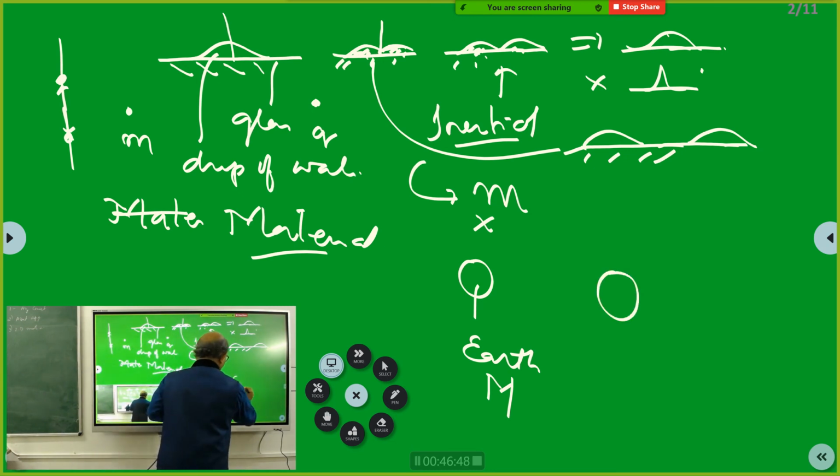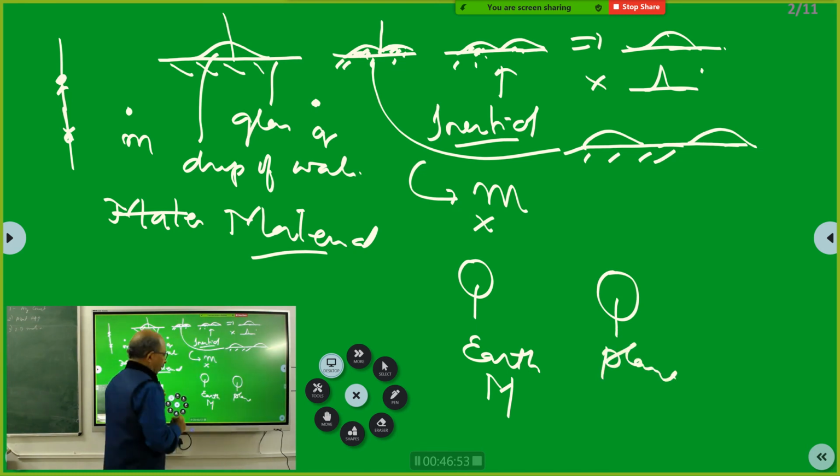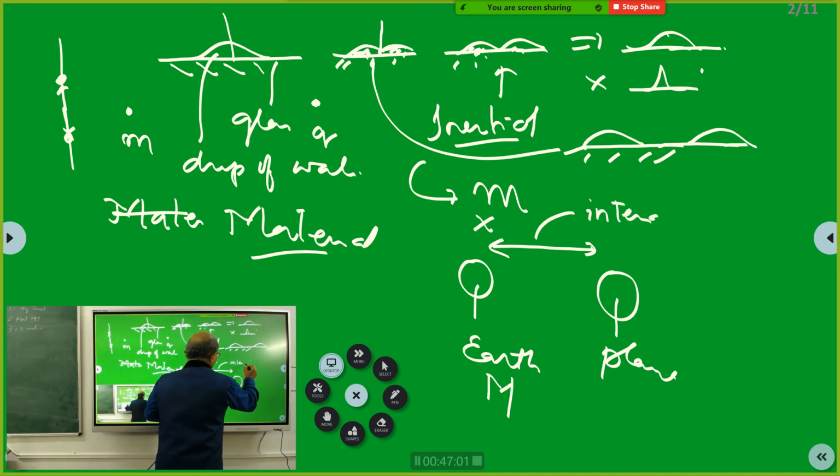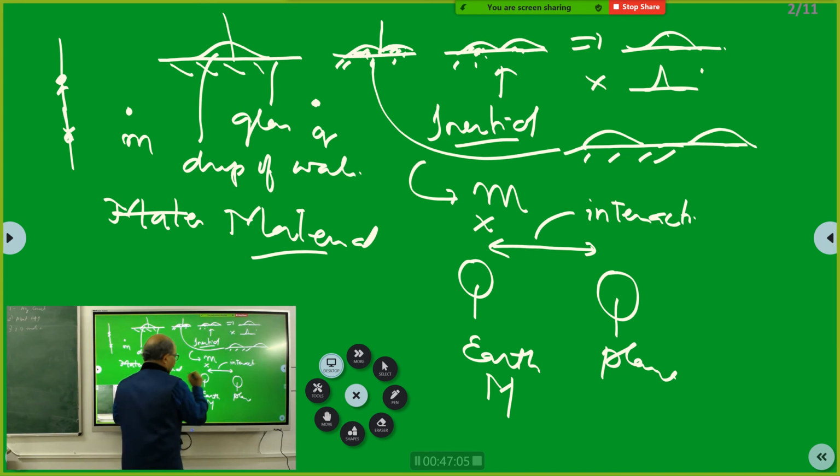Now, if I bring another body, say another planet here, what happens? The first thing when another planet comes, there is interaction between the two. Got it? Yes. Now, what will this interaction do? That interaction will create a force on this body. So this body will create a force on this body.